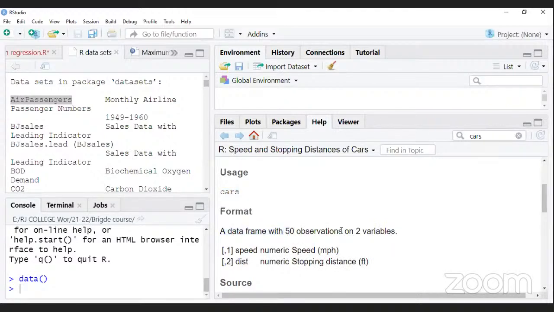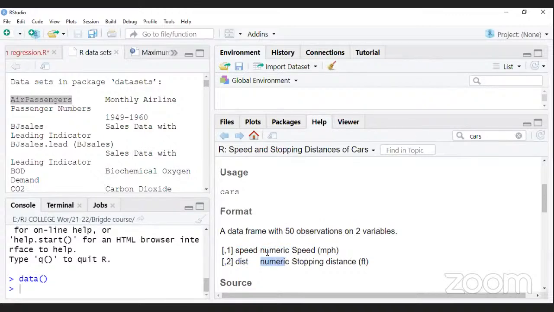We have 50 observations on two variables. You know what a variable is? We have two variables, and we have 50 observations. 50 observations means, in terms of our language, cases. Two variables means two factors. So what are the variables we have? Speed and distance. And if you look, the data is numeric.